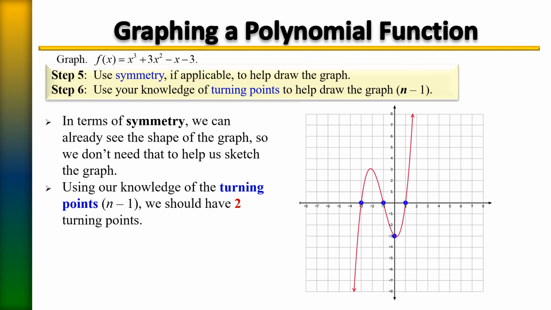And so this is the other method, which is just simply using everything that you know about the characteristics of a polynomial function and using that information to help you graph until you're able to see a clear sketch of the graph. And there you have it, graphing a polynomial function.